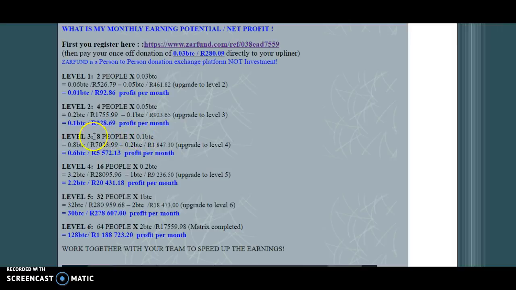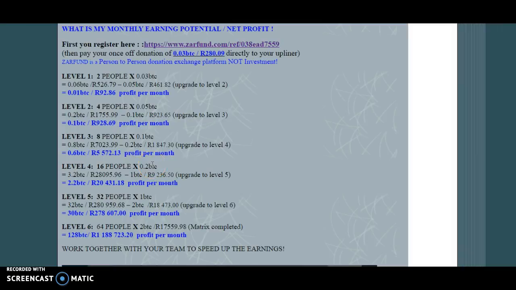These 8 people will pay you 0.1 Bitcoin. Okay? And you're going to take 7,000 of that and upgrade yourself to level 4. Your net profit in this case, it's going to be 5,500 and some odds. Okay? Now, when these 8 people go and recruit their 2, that will be 16 people in your matrix. All right?